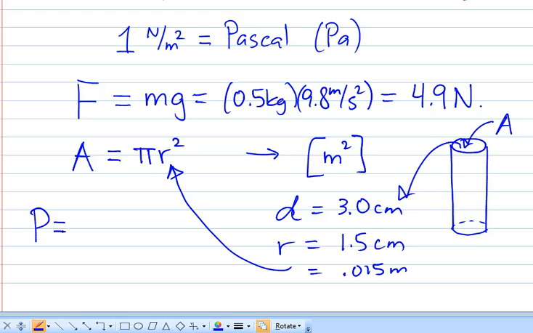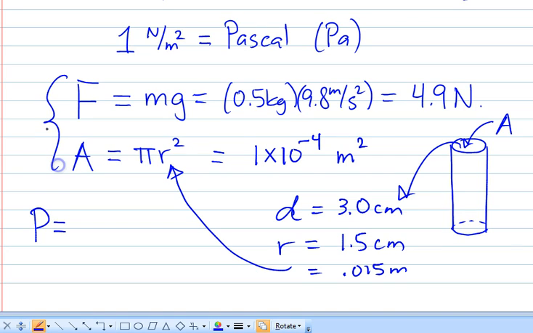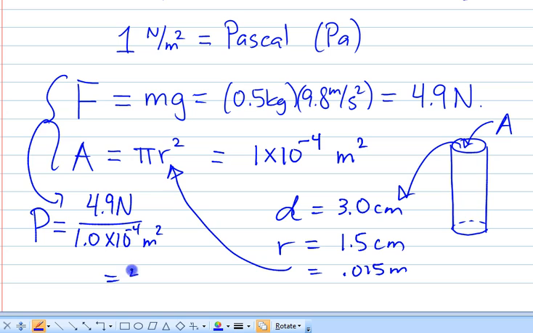So for example, if I happen to have an area, I'm just going to make this up, of 1 times 10 to the negative 4th meter squared, then my pressure with these numbers would be 4.9 newtons divided by 1.0 times 10 to the negative 4th meters squared, or I think that is about 49,000 newtons per meter squared, or pascals. Okay, so that's the same thing.